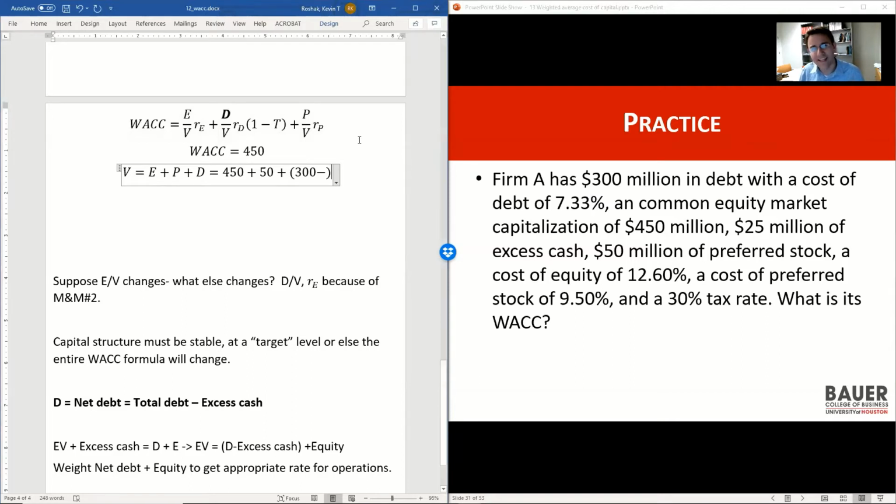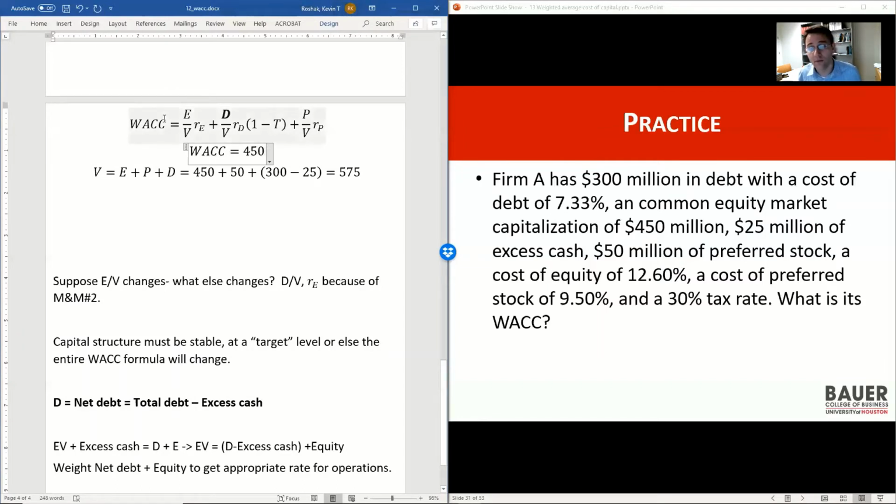So how do we do that? We said we take it out from the debt. So we're going to use net debt. Anytime you see a D, anytime you see a debt value, it really means net debt. So instead of having 300 million in debt, you really have 300 minus the 25 in excess cash, right? $25 million in excess cash. So we have 275 in debt. That means we have 575 total. That's the total value of all the investments in the firm. It's 575.